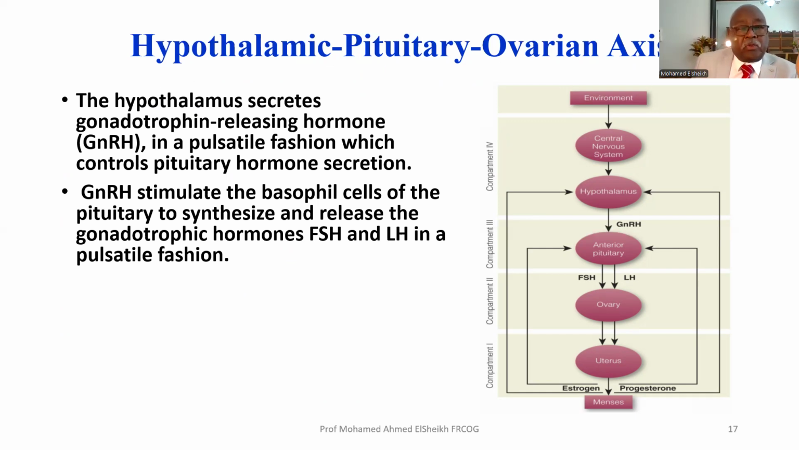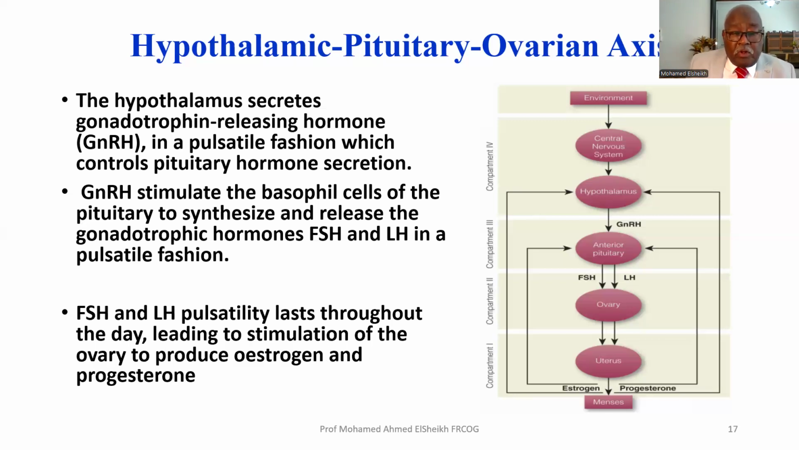So we say the hypothalamus secretes GnRH in a pulsatile fashion, which controls the pituitary hormone secretion, stimulating the basophils of the pituitary to synthesize and release the gonadotrophic hormones, FSH and LH, in a pulsatile fashion too. Pulsatile means the level of production is not the same all the time. It is at one time low, then a peak occurs, then it comes down, and goes that way, up and down, in a pulsatile fashion.